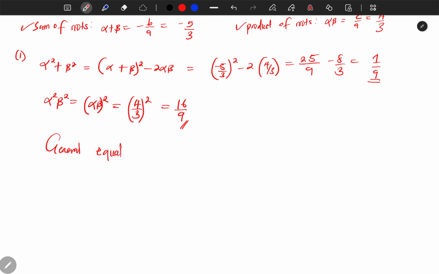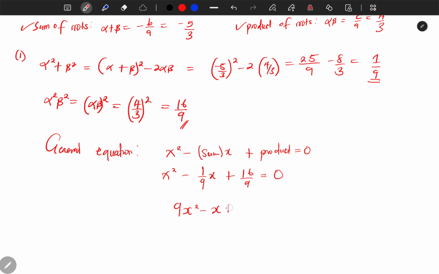So the general equation formula is given by x squared minus sum multiplied by x plus product equal to 0. So our x squared, our sum is 1 over 9, then just put x there, plus our product is 16 over 9, and that is equal to 0. If we do the evaluation, because the 9 is common, this will give us 9x squared minus x plus 16 equal to 0. That is the equation.